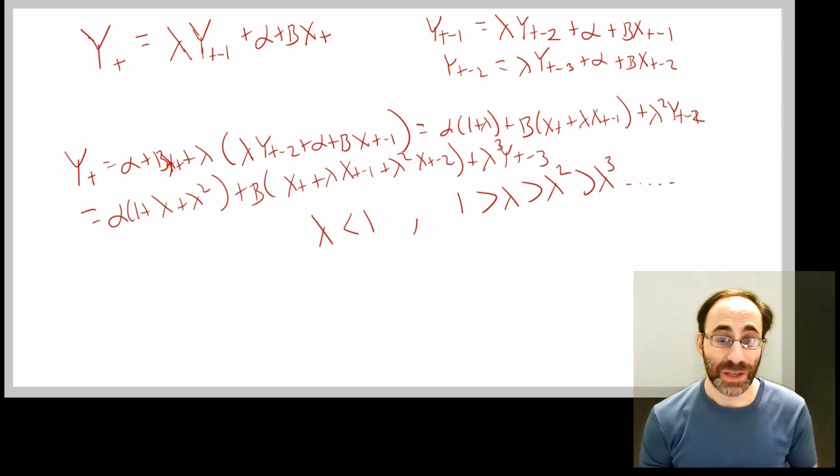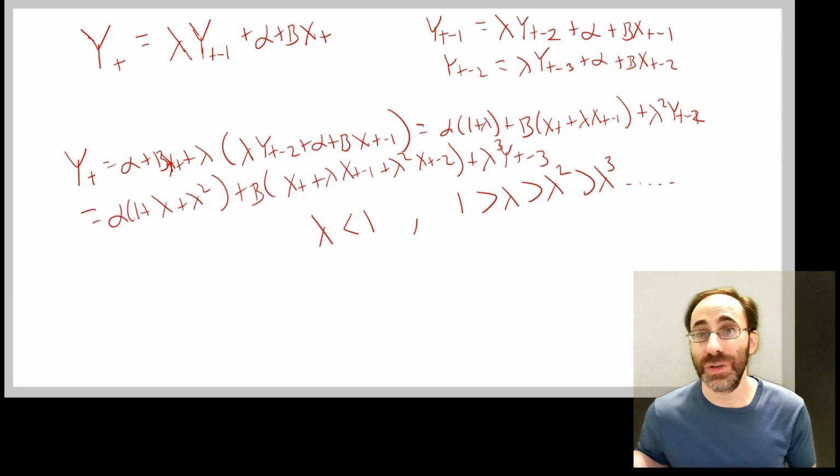So y of t equals beta times x of t, so it fully incorporates the present period's independent variable, plus lambda times x of t minus 1, so it incorporates the previous period's independent variable, but discounted effectively by lambda, which is less than 1. And the period before that is still there, x of t minus 2, but now discounted by lambda squared, which is even smaller than lambda.